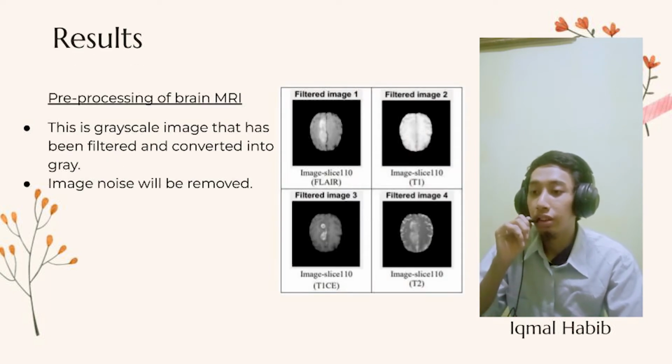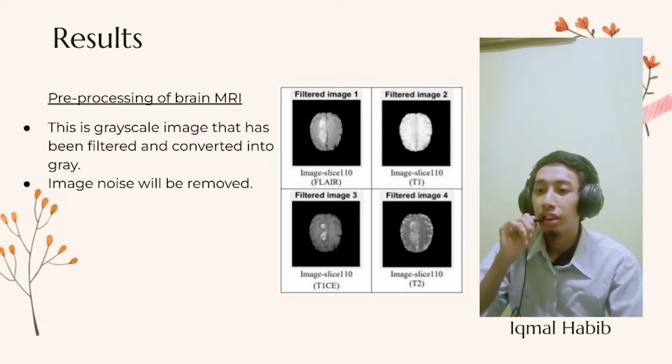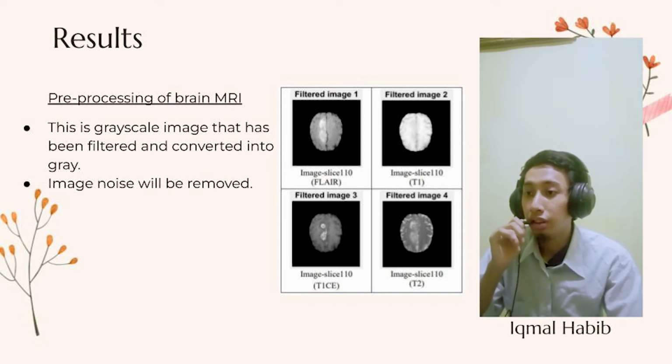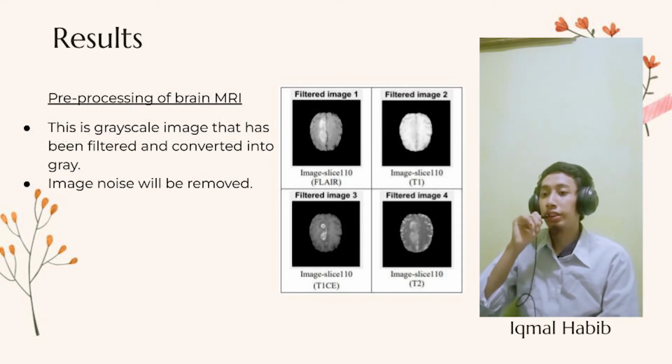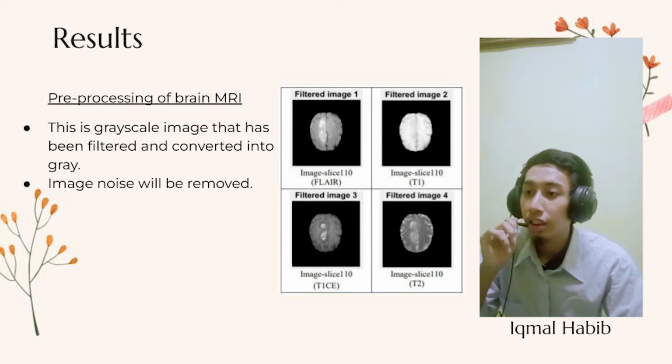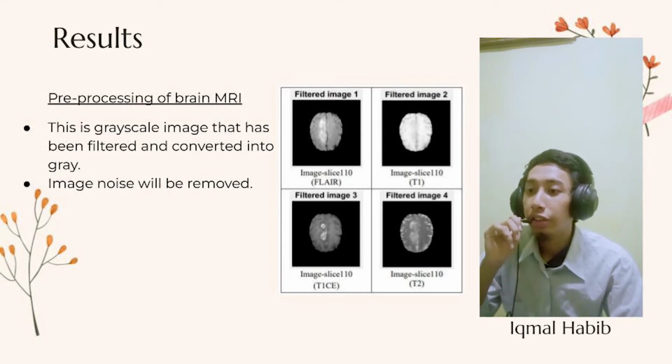So we have a first pre-processing of brain MRI image, second post-processing of brain MRI image, and lastly is the final output segmentation image. And for the pre-processing of brain MRI image, this is a graphical image that has been filtered and converted into gray using MATLAB algorithm, and all noise will be removed to perform double threshold and morphological operation.